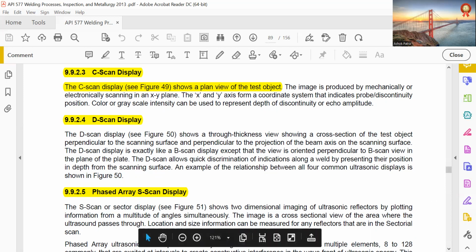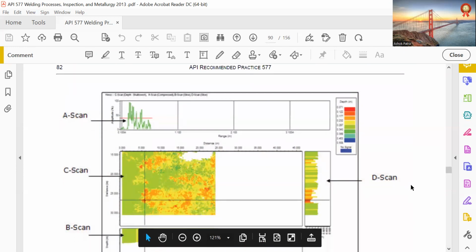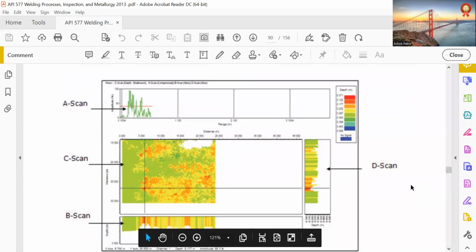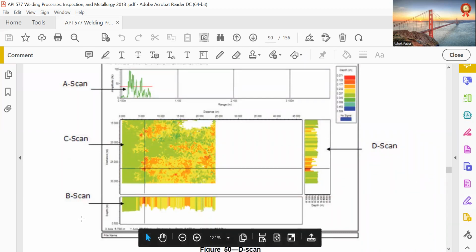Phased array S-scan display. This is the D-scan display. This is the B-scan display. This is this side view and this is this side view.